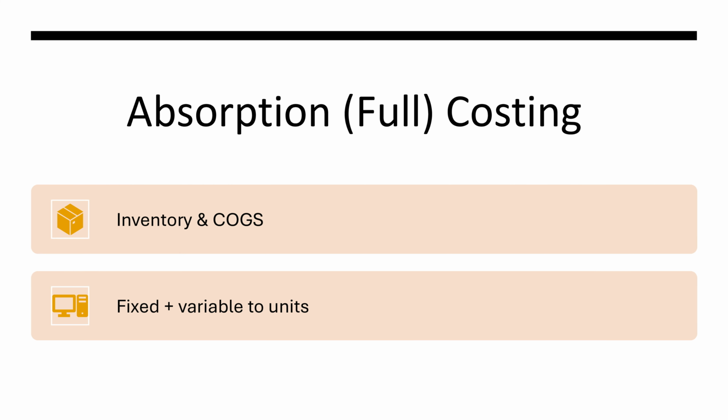Now let's take a look at absorption, which is full costing. Need inventory valuation or cost of goods sold for external reporting, I use absorption costing, which assigns both fixed and variable production costs to units. Each unit absorbs a share of fixed overhead, usually via a predetermined overhead rate. This keeps financial statements compliant and ensures inventory carries its fair share of production costs.